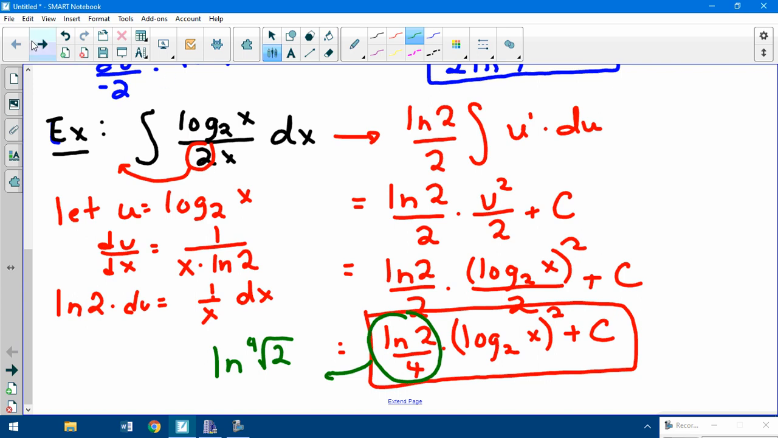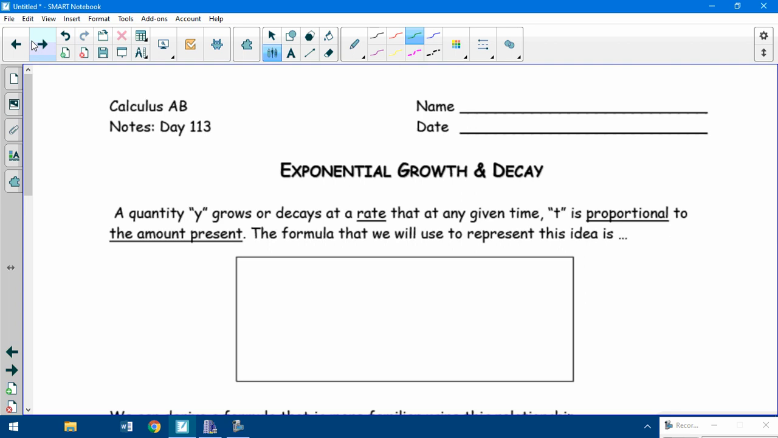All right, so let's go on to the new notes, exponential growth and decay. So get out this worksheet and start looking at what it says. It says the quantity y grows or decays at a rate that is at any given time t is proportional to the amount present. Okay, well, anytime we talk about rates in calculus, what are we usually referring to? What's a rate mean? A rate is a derivative.